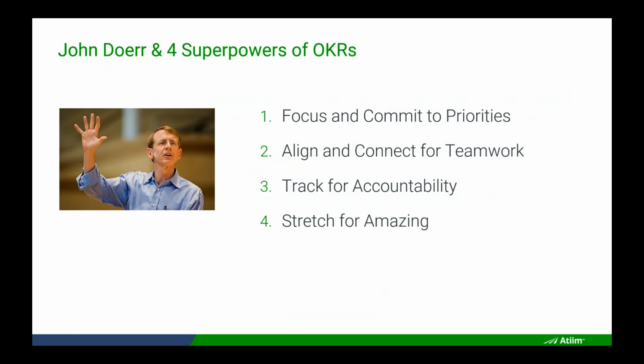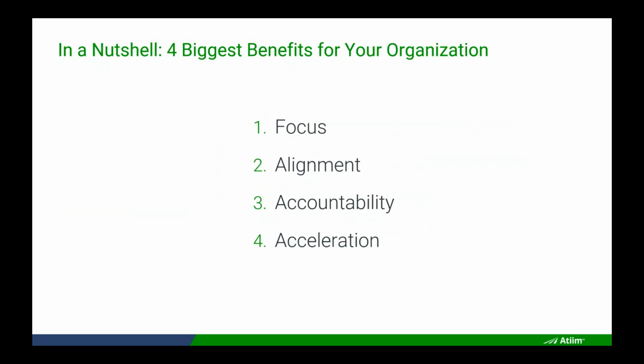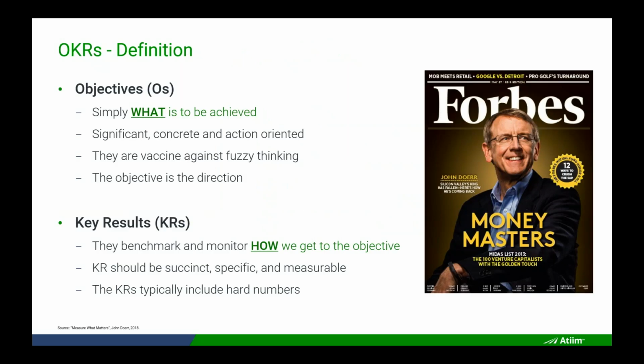He said that you get 4 superpowers, and he writes a book around those. The focus and committing to priorities, align and connect for teamwork, the superpower of track for accountability, and stretch for the amazing. Right? I just copy pasted this from his book, and basically in summary, I would say it's simply focus, alignment, accountability, and acceleration. Those are John Doerr's big 4 superpowers, right? And sort of biggest benefits.